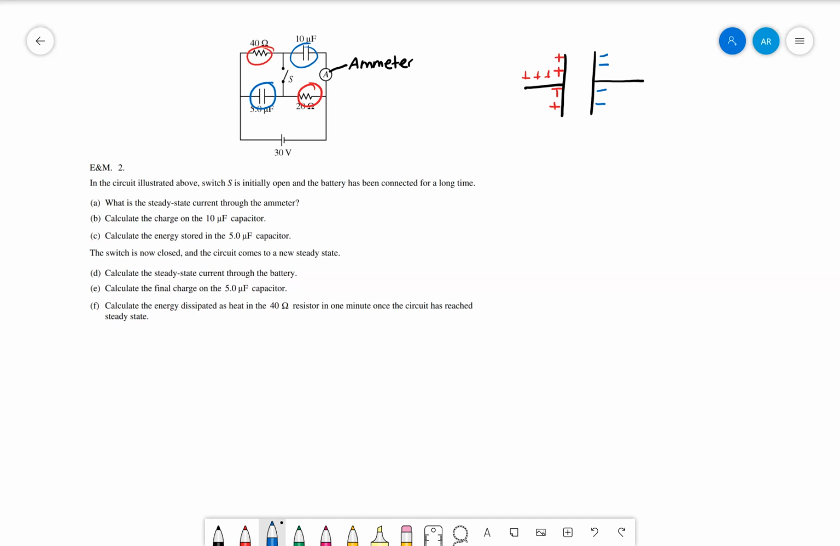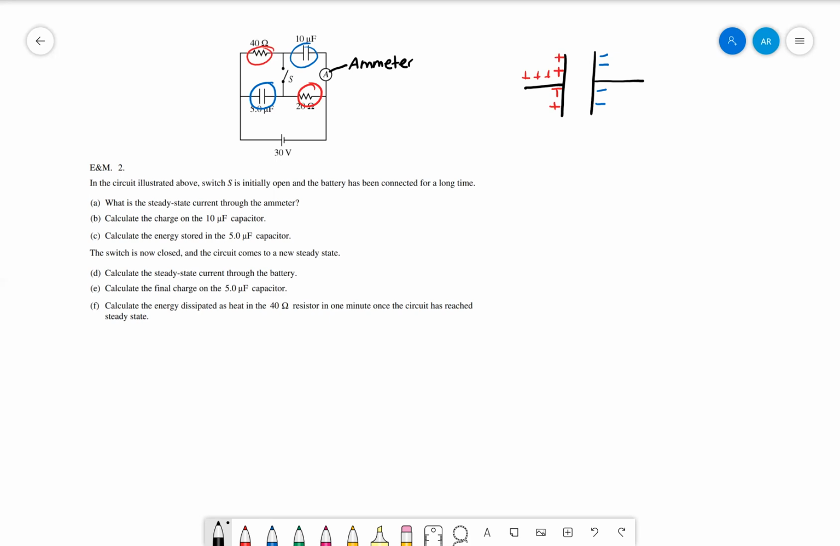However, because a capacitor has a limit on the charge, once that limit is reached, no more charge can go through. It is blocked. So when you're at a steady state, the capacitor will act as a gap. Okay, nothing can go through. So what does this mean?